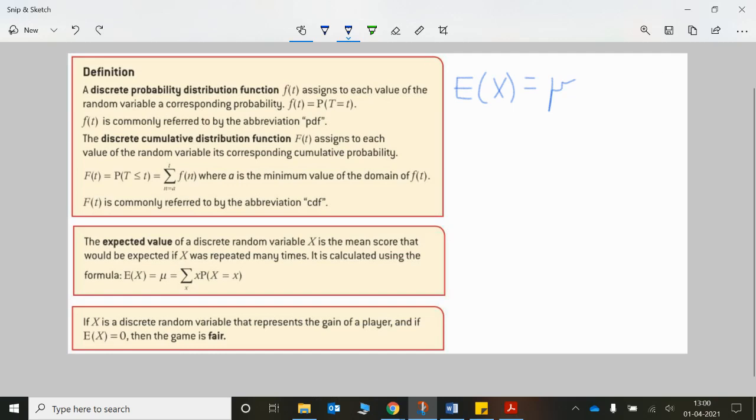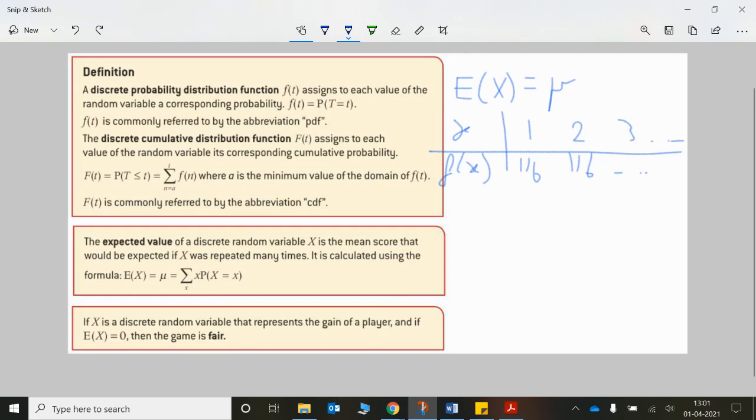So the expected outcome in this case is the summation of all of your x's times p of x. In our table, x was equal to 1, 2, 3, and so on, and the probability, or if you like, f of x, so the probability that X equals x, was a sixth, and so on. So what are we going to do? We're going to multiply all of our x's by our probabilities and then sum them all together.